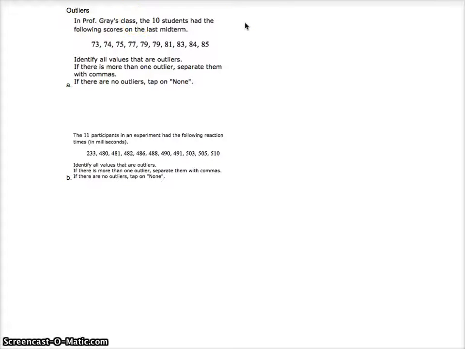Just real quick, let's recall what outliers are. Outliers are numbers that don't fit with the rest of the data. Let's use the word match. Match is better. Numbers that don't match the rest of the data.